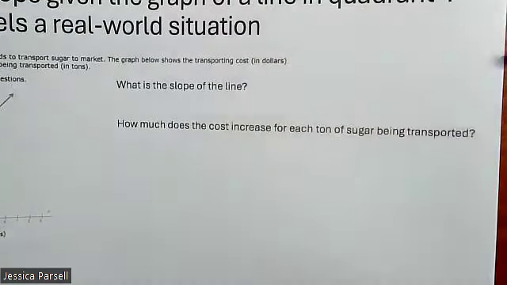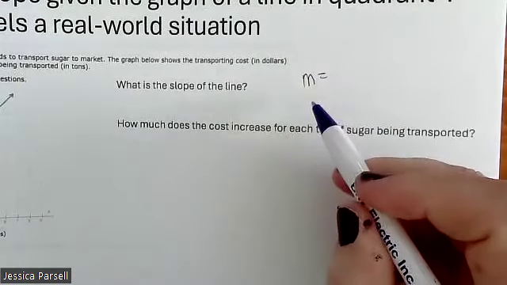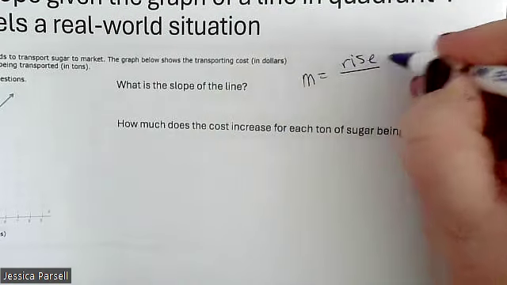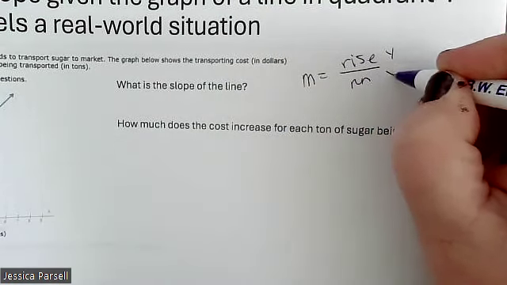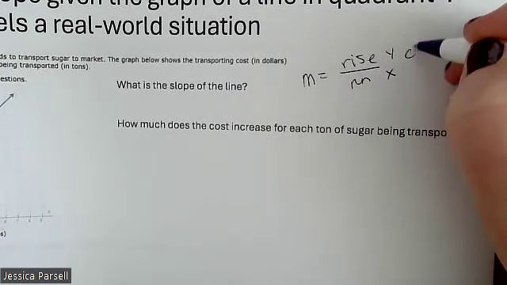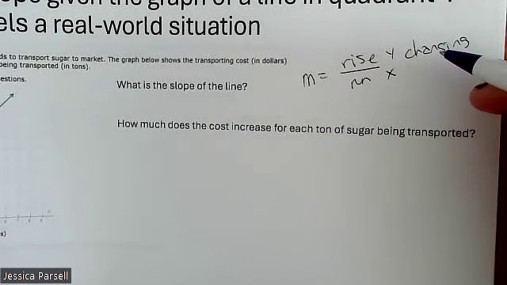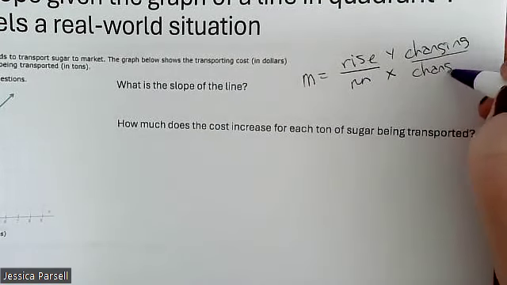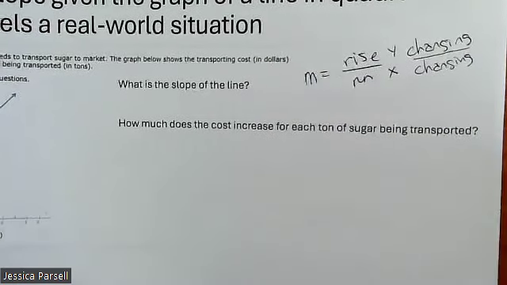When we think about the slope of a line, the letter M is used to denote slope. And it's always rise on the y-axis over run on the x-axis. So it's what's changing in the y over what's changing, or rate of change sometimes it's called, in the x-axis.